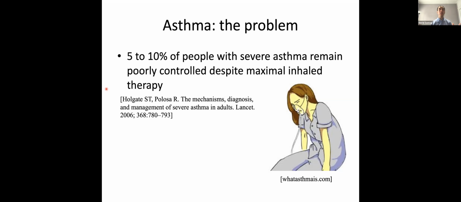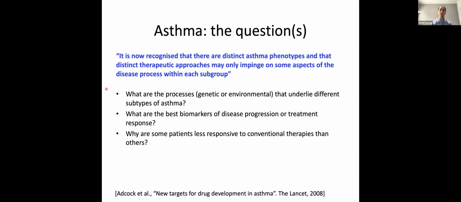So the problem is that 5 to 10% of people with severe asthma remain poorly controlled despite using the best therapy that's currently available. And so we'd like to think about: can we better understand asthma, and can we think through how we could design and evaluate new treatments for asthma?